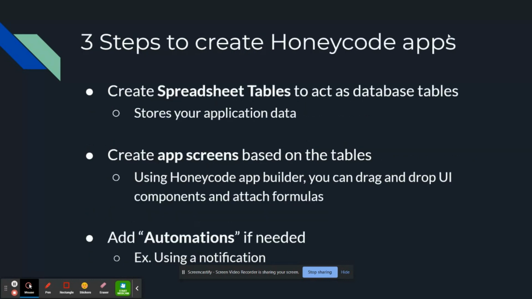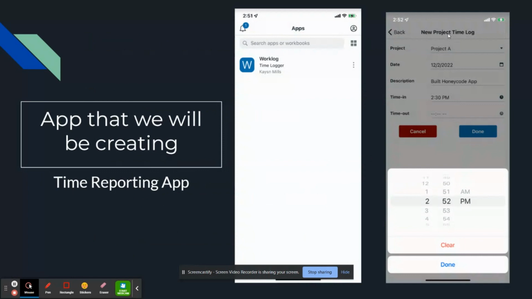So there are 3 steps to create Honeycode apps. The first is to create spreadsheet tables to act as database tables for your apps, and these just store your application data. Then you create app screens based on those tables using the Honeycode app builder, which allows you to drag and drop different UI components and attach formulas, and it's really user friendly. Lastly, you can add automations if needed. An example would just be using a notification, like I mentioned before.